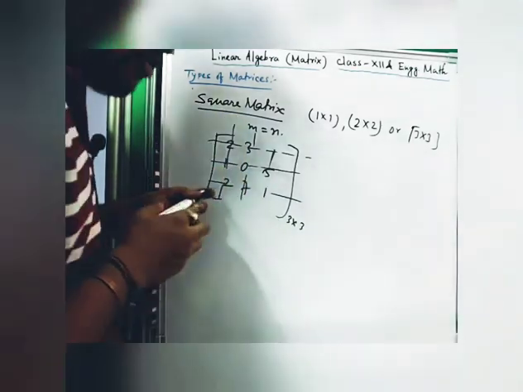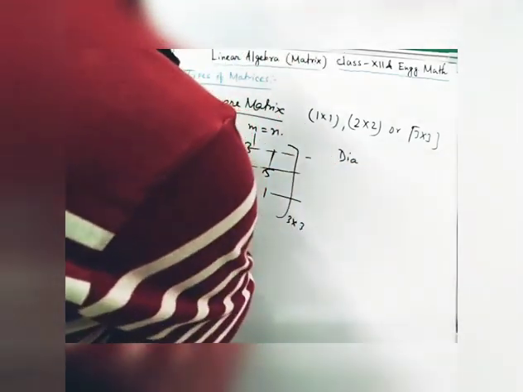So this is square matrix, and the next is diagonal matrix. Okay, I am writing here diagonal matrix. Next one, this is the third one, square, and the fourth one is diagonal matrix.